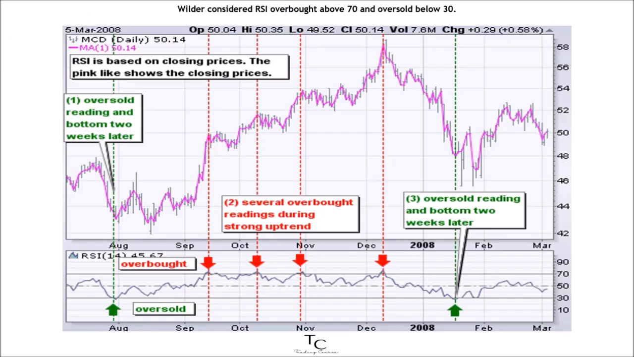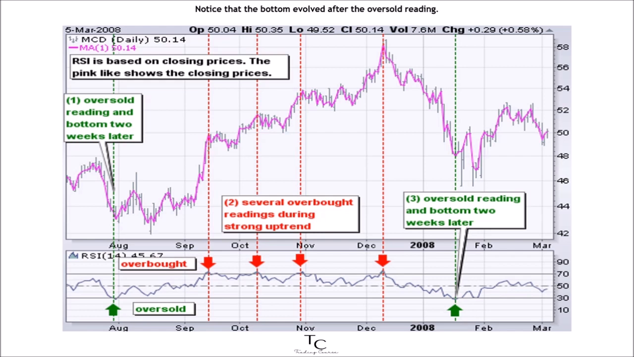Wilder considered RSI overbought above 70 and oversold below 30. The chart on the screen shows McDonald's with 14-day RSI. This chart features daily bars in gray with a 1-day SMA in pink to highlight closing prices, as RSI is based on closing prices. Working from left to right, the stock became oversold in late July and found support around 44. Look at number 1.